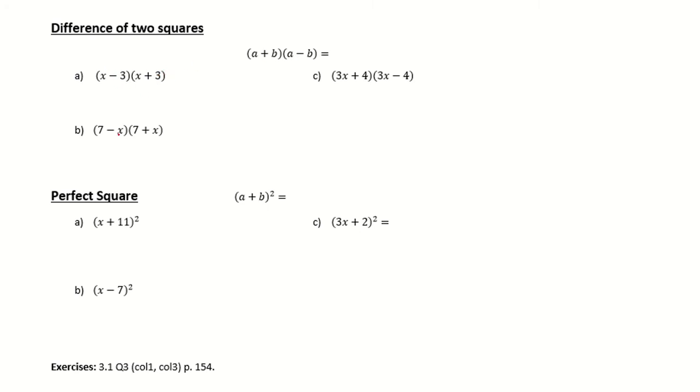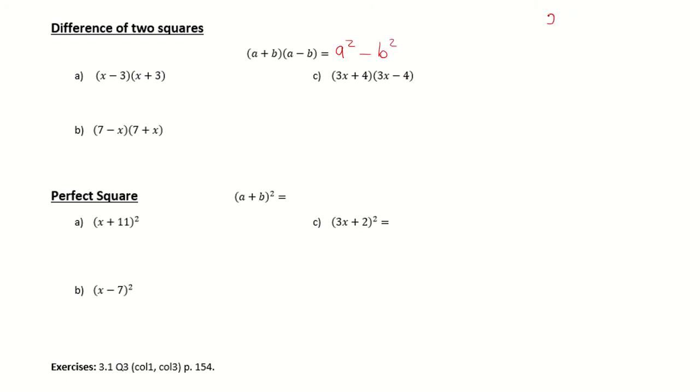So if you see this pattern, so these all follow the same pattern, the difference of two squares pattern, you can use this rule. Now, the rule is that we would have a squared take b squared. Now I'm going to explain the rule over here.